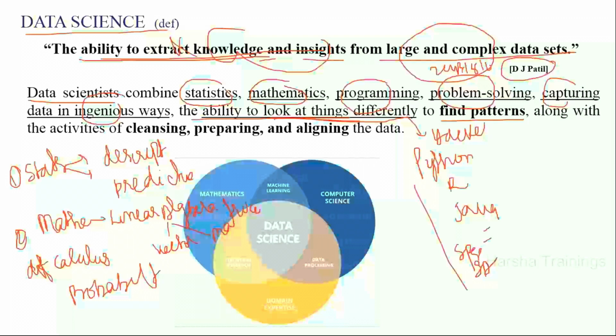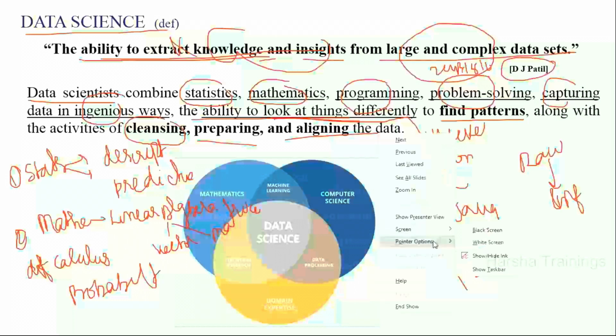Now, in order to do these jobs, first you should clean the data. Whatever data is available is raw. First, you should convert the raw data into information. That is called cleaning, also called pre-processing. Then prepare your data and align it for data science applications.